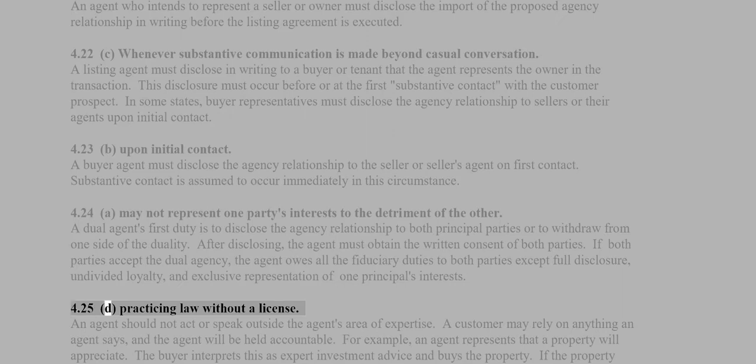4.25 d. Practicing law without a license. An agent should not act or speak outside the agent's area of expertise. A customer may rely on anything an agent says, and the agent will be held accountable. For example, an agent represents that a property will appreciate. The buyer interprets this as expert investment advice and buys the property. If the property does not appreciate, the buyer may hold the agent liable.